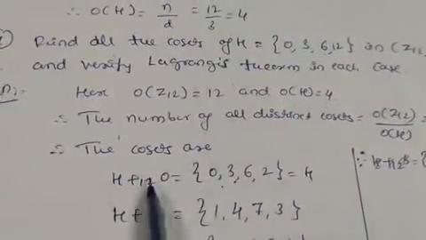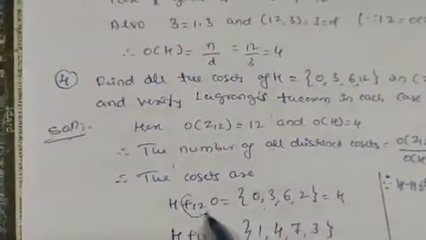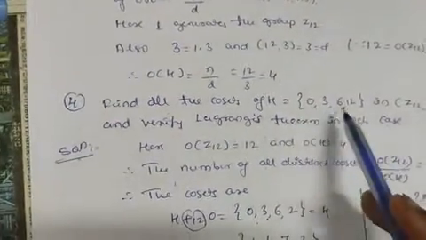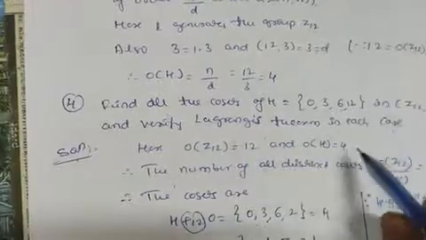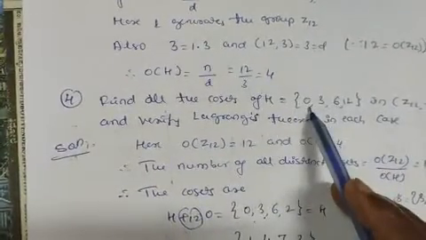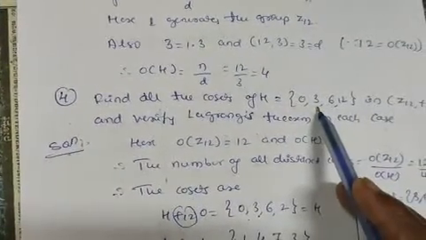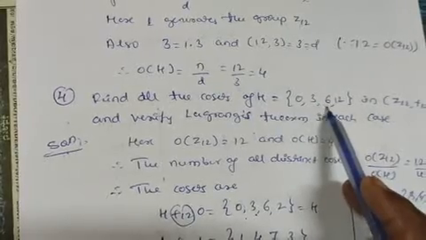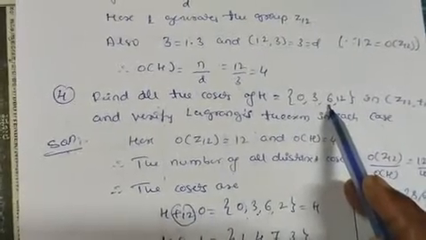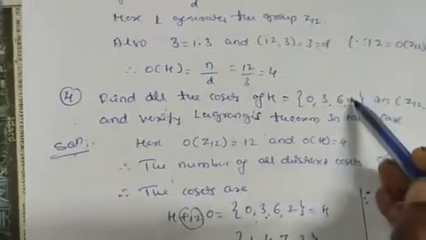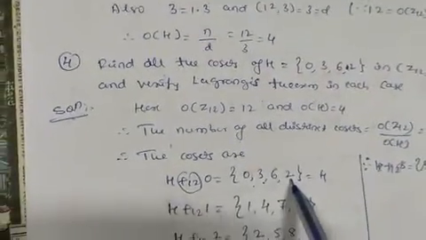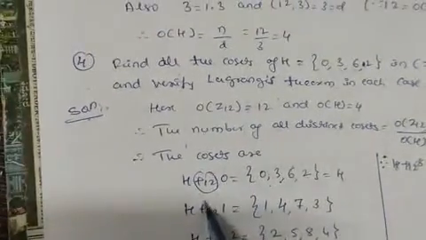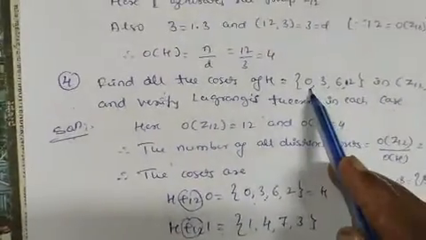So the cosets are H under addition mod 12 with 0. You have to add 0 to all these elements. So 0, 3 plus 0 is 3, 6 plus 0 is 6, and the last element plus 0 stays the same. Then H under addition mod 12 with 1: let us add 1 to all these terms here.